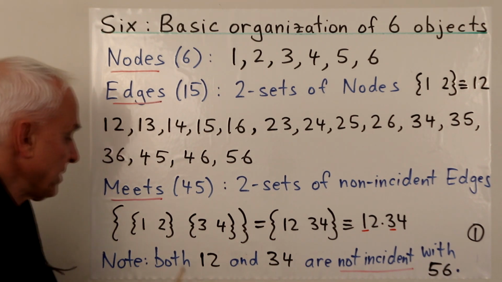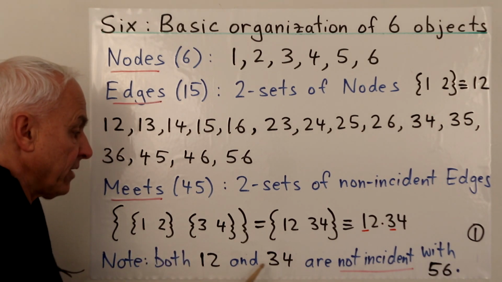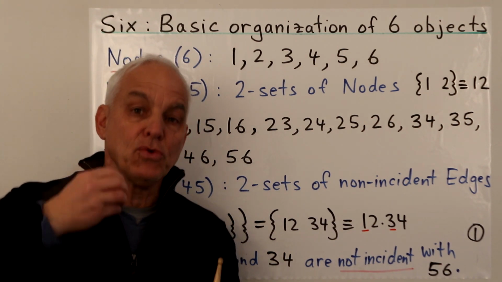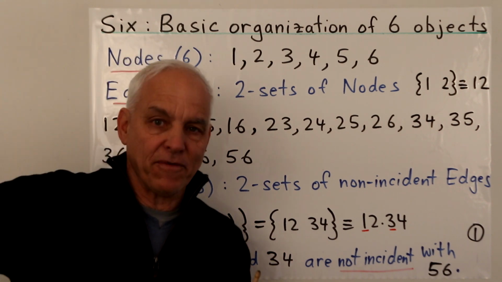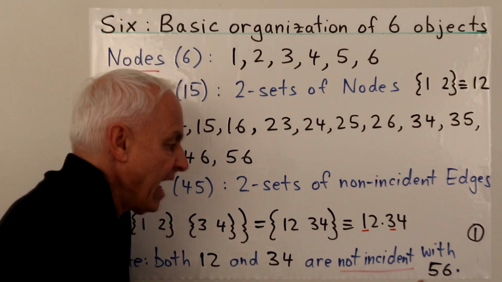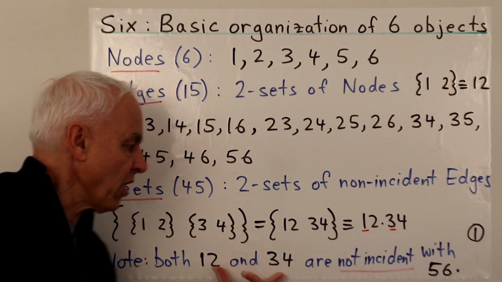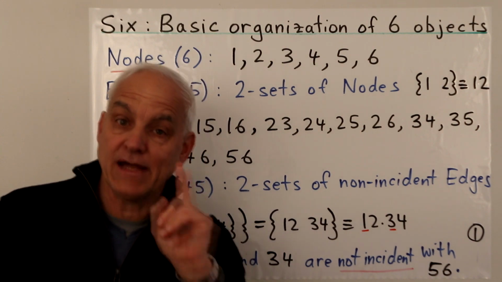Now notice that in this particular example, the two ingredient edges, 1, 2, and 3, 4, are both not incident with a unique other edge. There's another edge sort of off the page, which is the edge 5, 6. These two edges are not incident with 5, 6, and 5, 6 is the only edge that has that property.